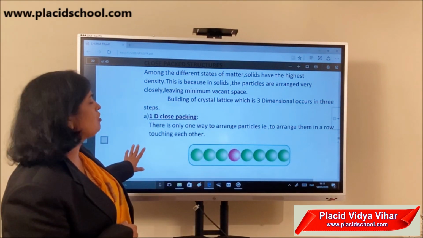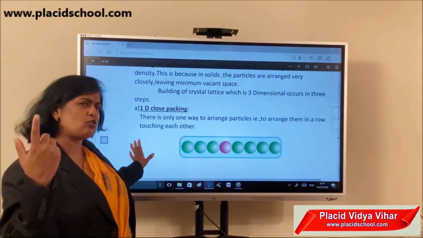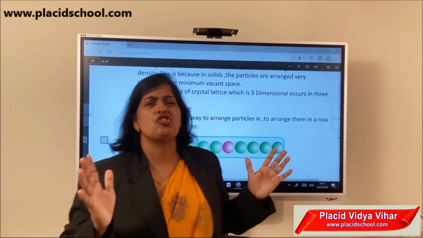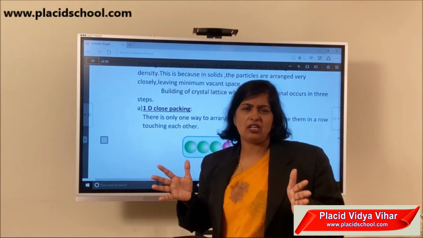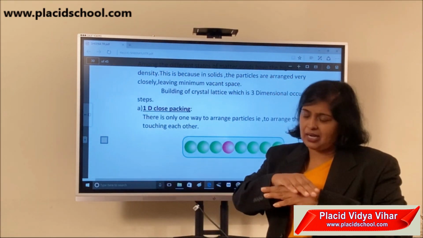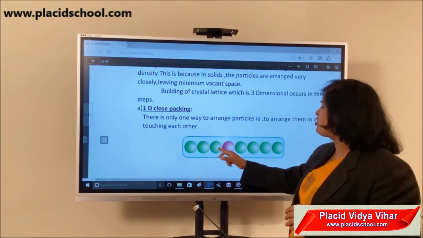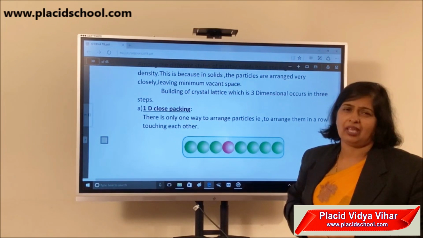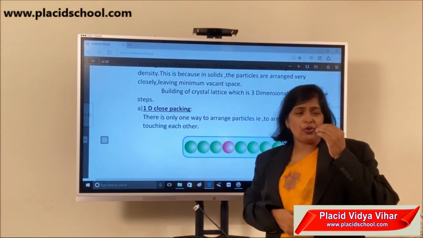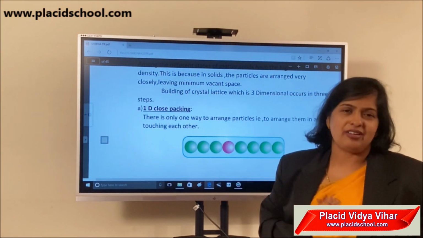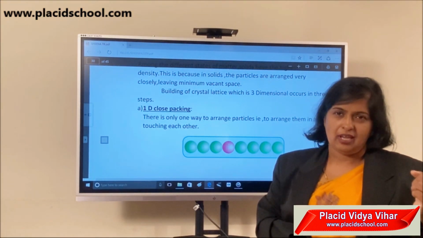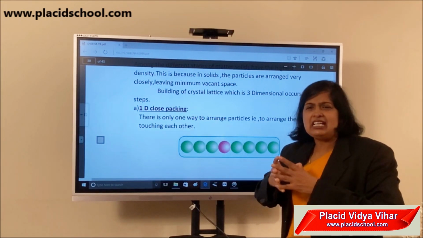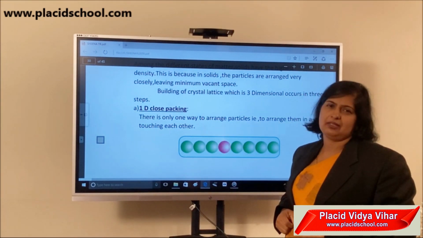In one-dimensional close packing, there is only one way. As I told you previously, arrange the particles in a row touching each other. In between, I want to tell you one more thing. I want to introduce a term, coordination number. Coordination number means the number of nearest neighbors of a particle.